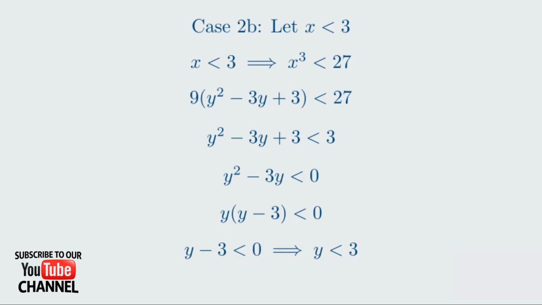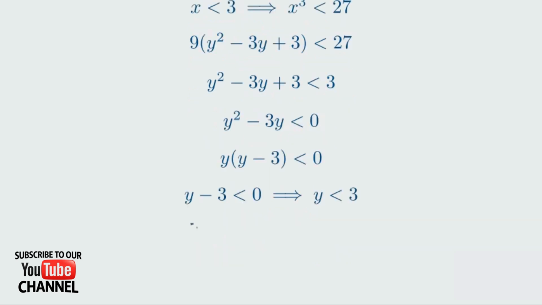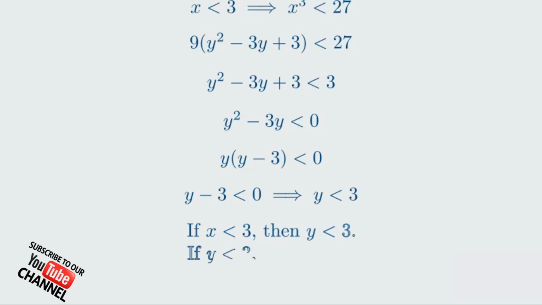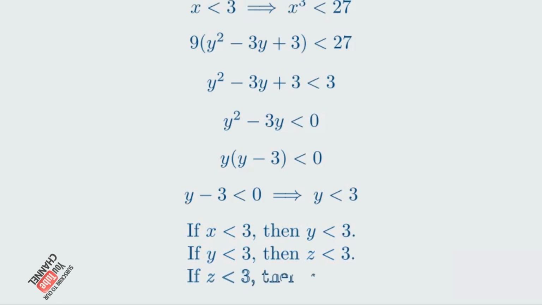Once again, we can apply this logic cyclically. If x is less than 3, then y must be less than 3, which in turn means z must be less than 3. This establishes our second cyclic argument. If any variable is less than 3, they all must be. But let's think about this. If z is less than 3, then z minus 3 is negative. When we substitute this into the equation, z cubed equals 9 times the x expression, we get a problem.